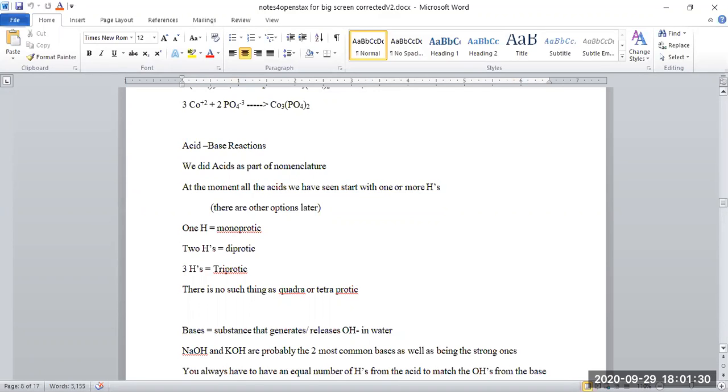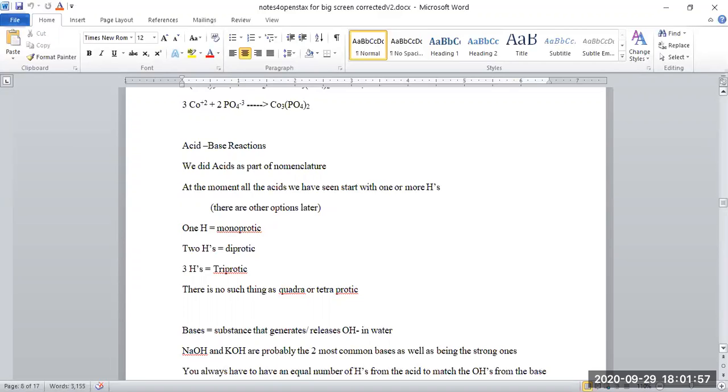If it starts with one hydrogen, this is referred to as monoprotic. Remember, protic implies protons, because hydrogen itself is just one proton and one electron, so if you steal the electron, all you have is a naked proton. So this is why they call it monoprotic.